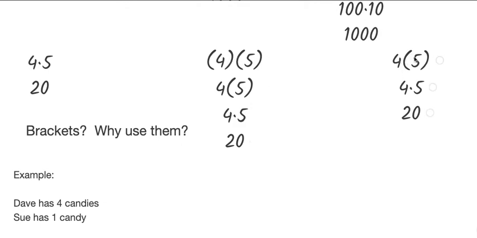And finally, one number with a bracket beside it is also multiplication. Okay, so there's 3 different ways to show multiplication here when it's between numbers.